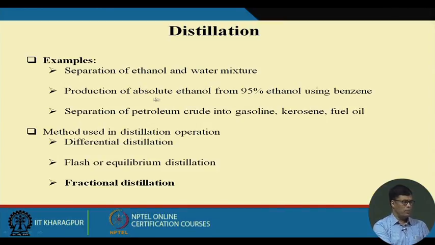So if you want to produce absolute alcohol, which contains 100% alcohol, we use benzene as a solvent, and only then can we produce absolute alcohol. Separation of petroleum crude into gasoline, kerosene and fuel oil can also be done through the distillation process. Methods used for distillation are differential distillation, flash or equilibrium distillation, and fractional distillation. Fractional distillation is largely used by industry so that we can collect the different fractions after distillation.